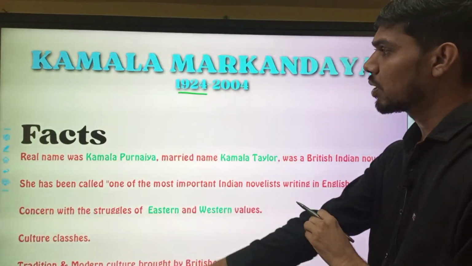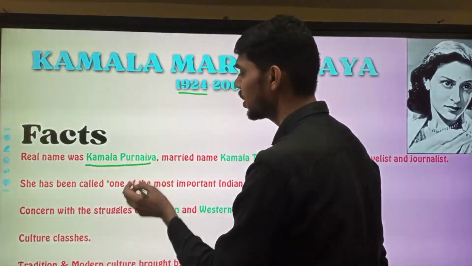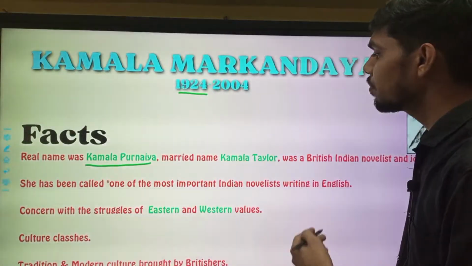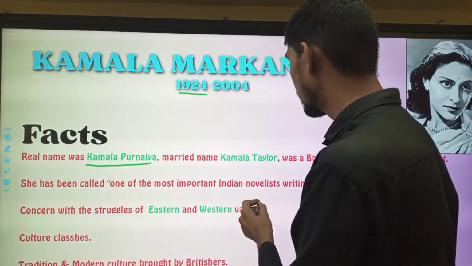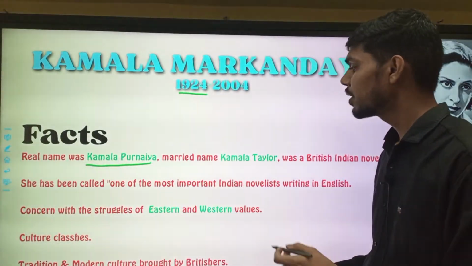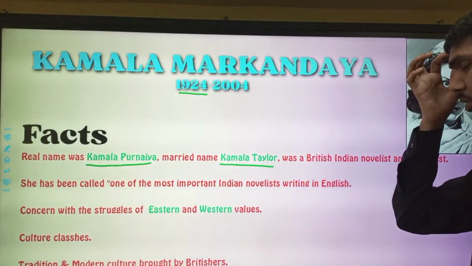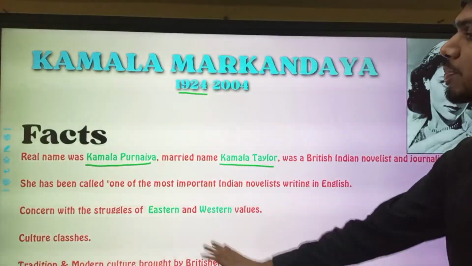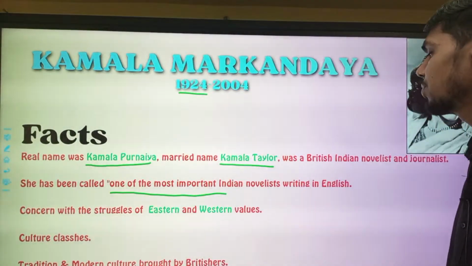Some facts about Kamala Markandaya: her real name was Kamala Purnaiya, and she got married to a British person. After getting married, her name was Kamala Taylor. The person was a British man. She has been called one of the most important Indian novelists writing in India.